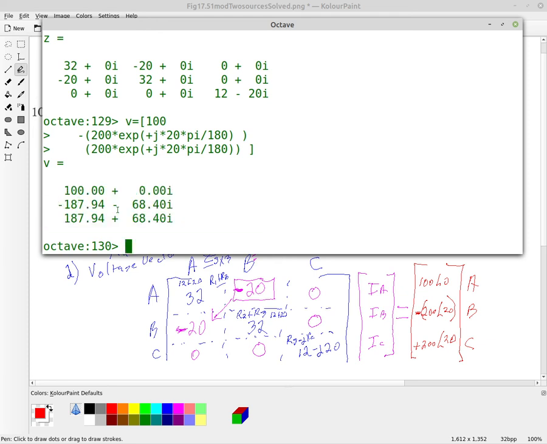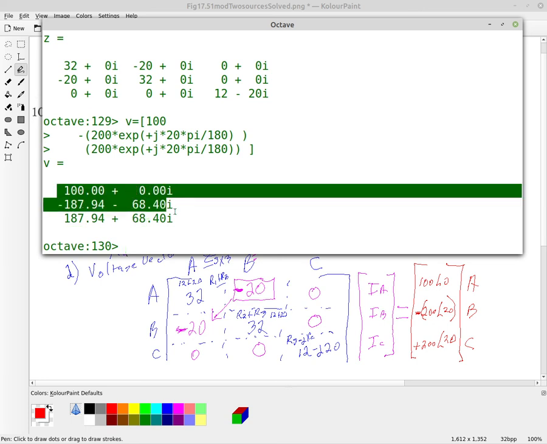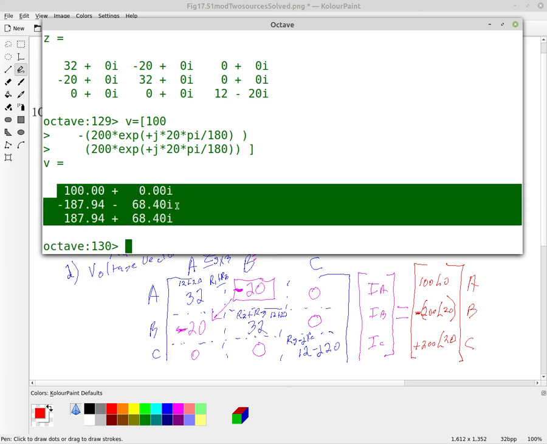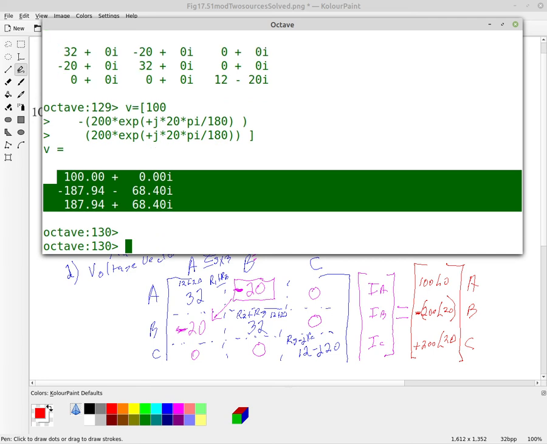All right, and you can see the values are actually all given in rectangular form because that's the way the Octave software displays it by default, just in column form there, or in rectangular form. All right, but see, now I can calculate my current.